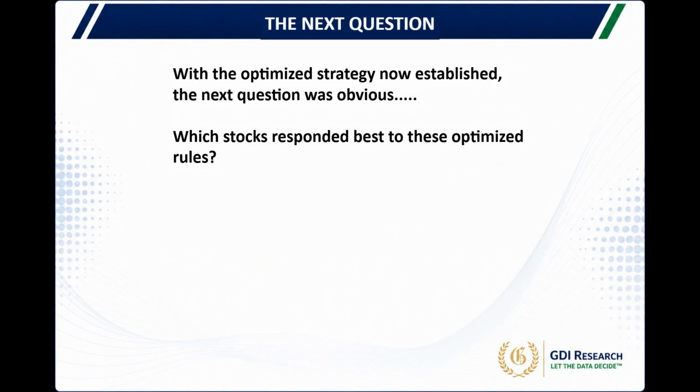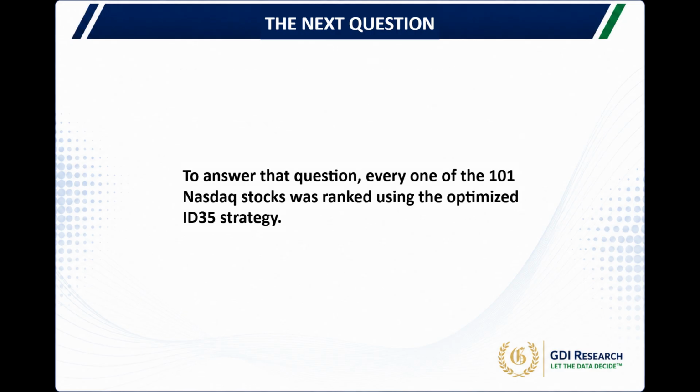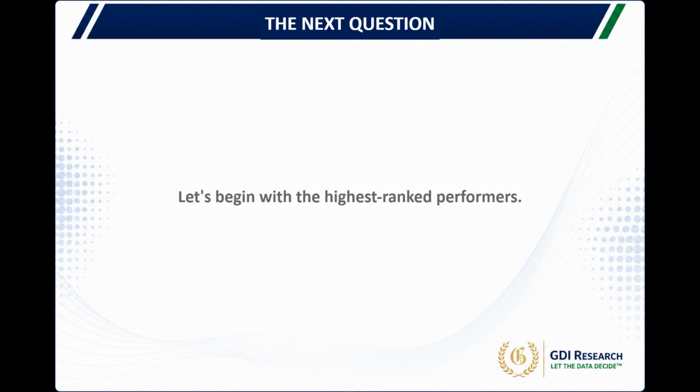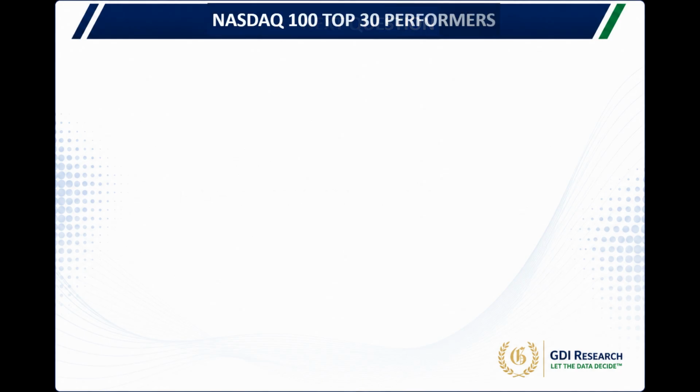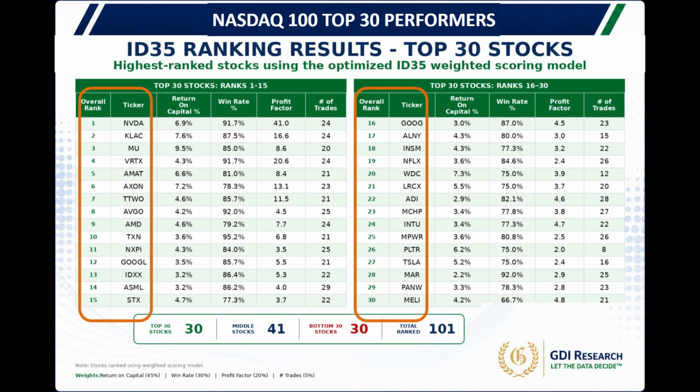With the optimized strategy now established, the next question was obvious. Which stocks responded best to these optimized rules? To answer that question, every one of the 101 Nasdaq stocks was ranked using the optimized ID35 strategy. Let's begin with the highest-ranked performers first. As expected, NVIDIA was number 1, followed by KLA Corporation, Micron Technology, Vertex Pharmaceuticals, and Applied Materials.